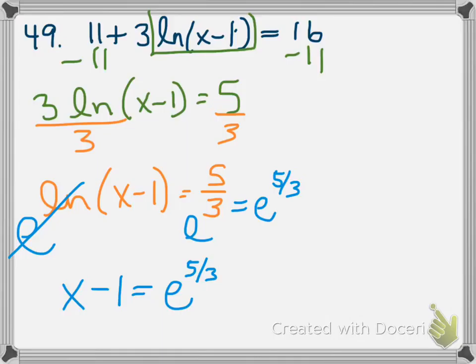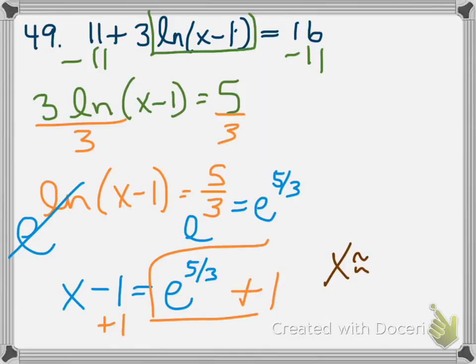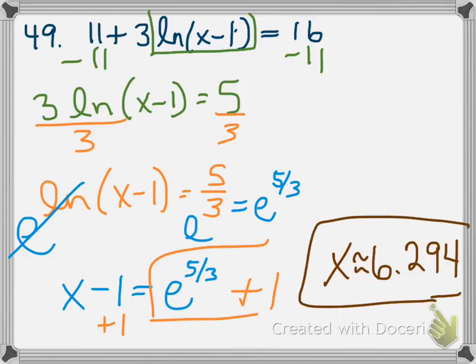The last thing I need to do to get x by itself is add 1. So I'm going to add 1 to that. So what you're going to put in your calculator is this right here, e to the 5/3 power plus 1. Make sure you use the key that says e to the x. If you just try to type e to a power, it doesn't work. Alright, so if you put that in your calculator, you're going to get x is approximately equal to 6.294. And that is how you solve log equations.